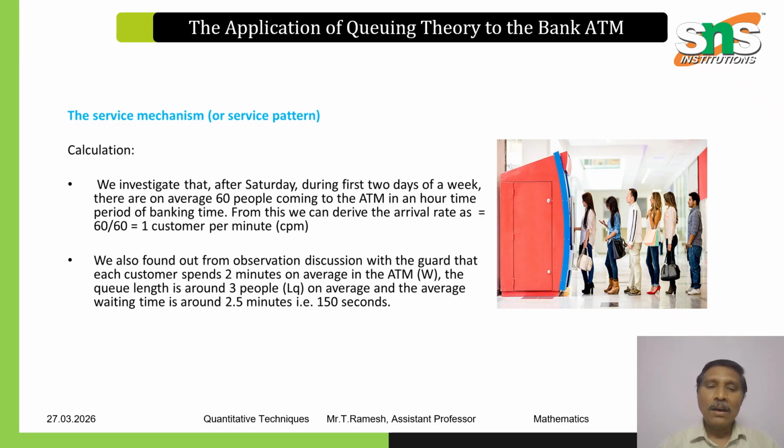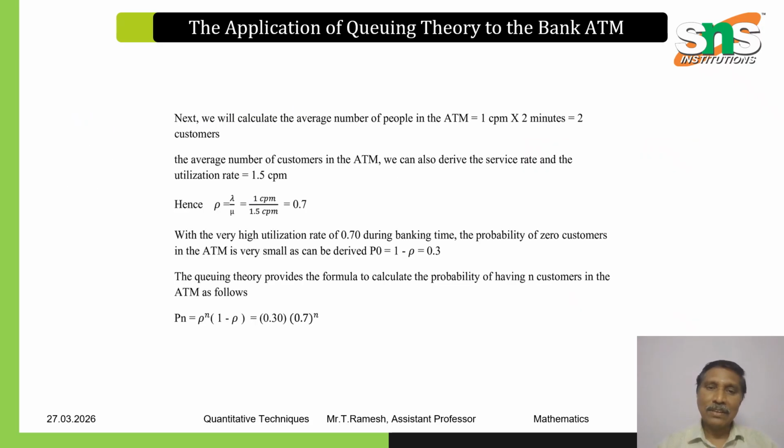The queue length is around three people on average, and the average waiting time is around 2.5 minutes, therefore 150 seconds of waiting. So now we calculate the average number of people in the ATM: 1 customer per minute times 2 minutes, therefore 2 customers. So what is the utilization factor?